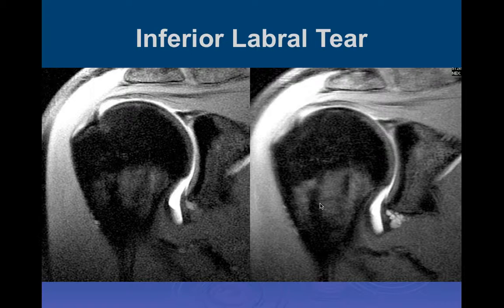So here's a PD fat set. We can see an abnormal appearance to the inferior labrum here. Let's see. Sheila, why don't you take this case? What do you think here?